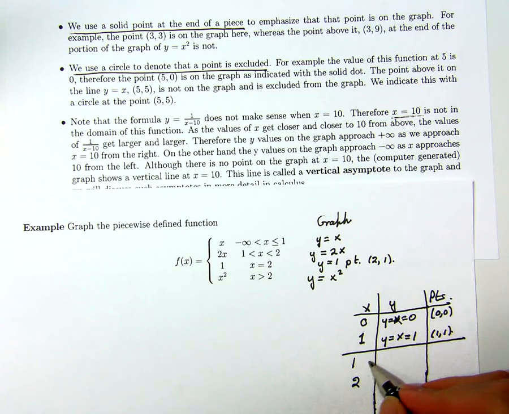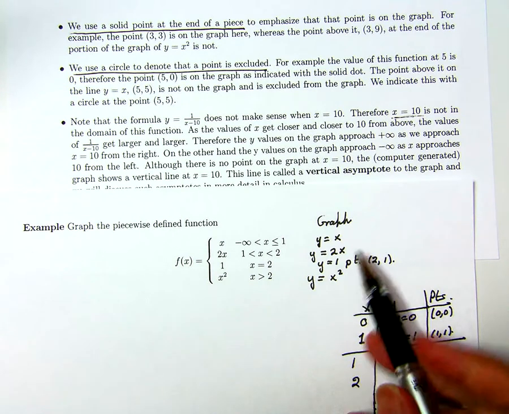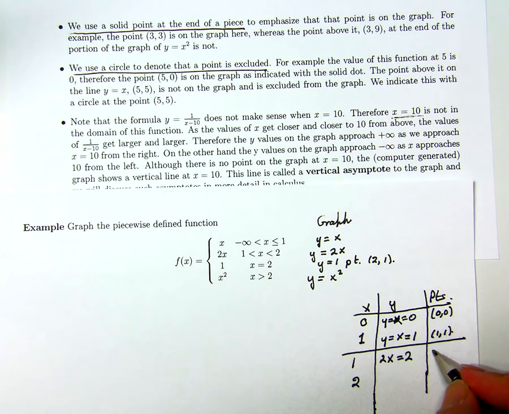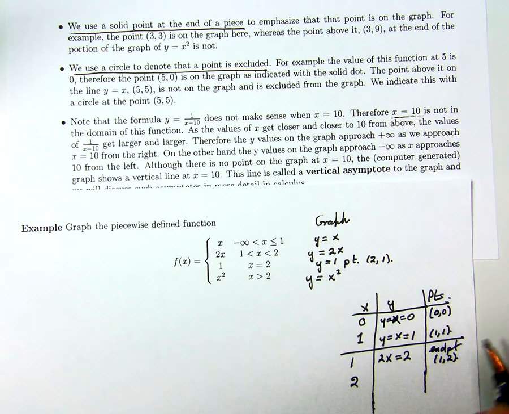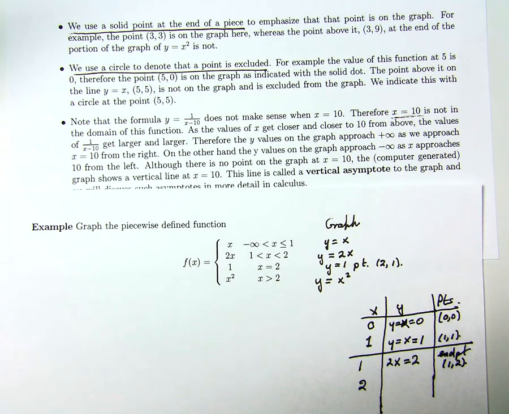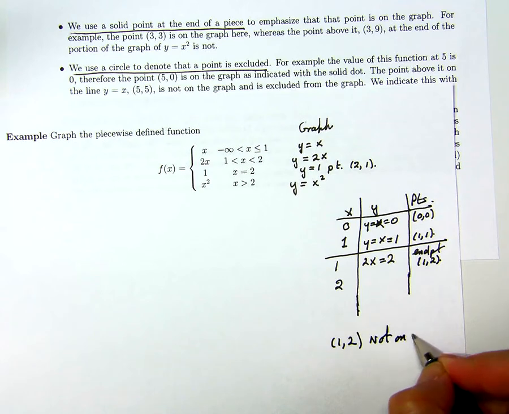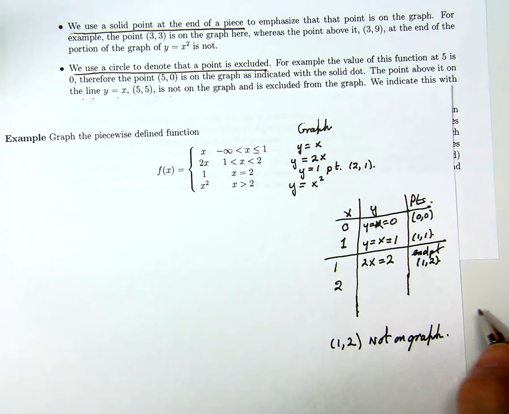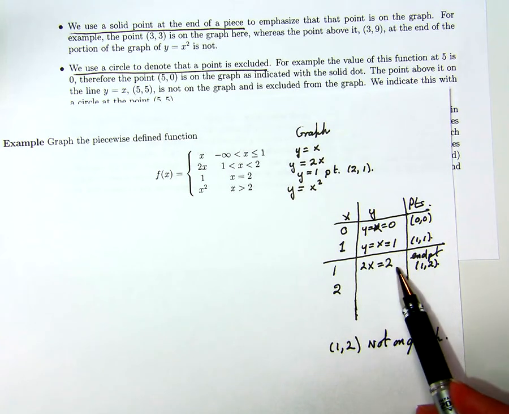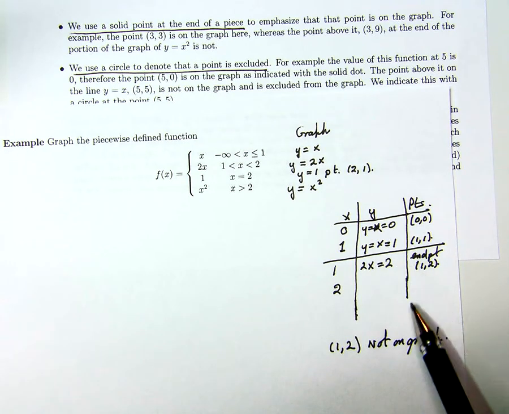So when x equals 1, 2x, and notice I'm not saying this point is on the graph, I'm just saying 2x equals 2, and the end point of this line segment is 1, 2. So the end point of the line segment which is on the graph is 1, 2, but that point is not on the graph. So the point 1, 2 is not on the graph, but every point on this line to the right of it where the x is less than 2 is on the graph.